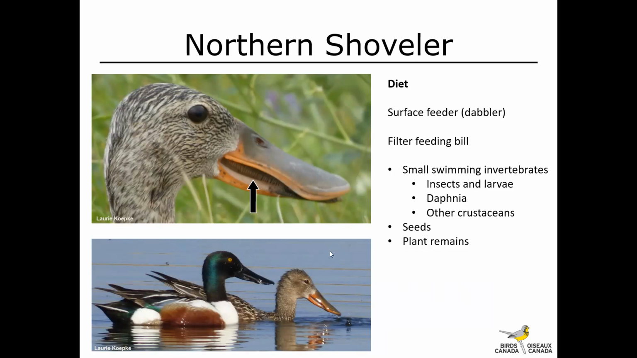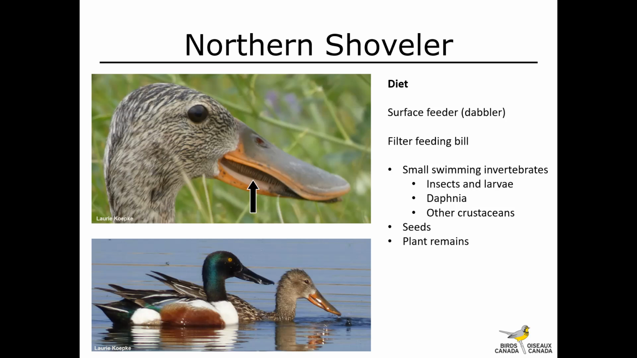They've got this filter feeding bill, and you can see in this photo here, all these little lamellae, they act as, they're not quite teeth. They're more like, as a baleen whale has those baleen, I don't know what those are called, those structures that they use to filter out the krill. Sort of the same thing with the northern shoveler. It's going to take in a whole bunch of water with plants and stuff mixed in, and then it's going to let the water out, and it's going to retain all of those little bits for eating.